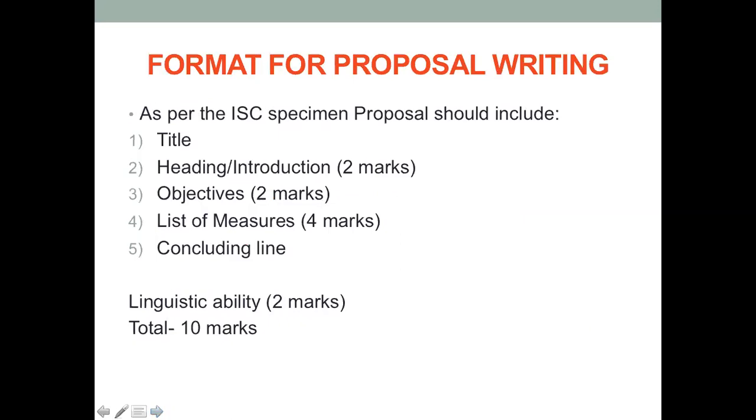If we look at the format for proposal writing, as per the ISC specimen, a proposal should include these 5 elements. That is the title, which we will look into in the next slide, then the heading or introduction, which will be for 2 marks, objectives, which will again be for 2 marks, list of measures for 4 marks, and a concluding line. In all, this will be about 8 marks.